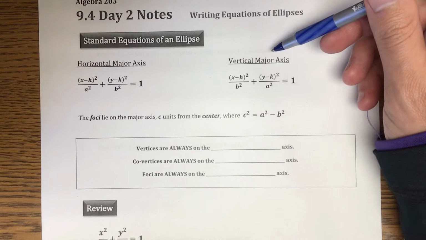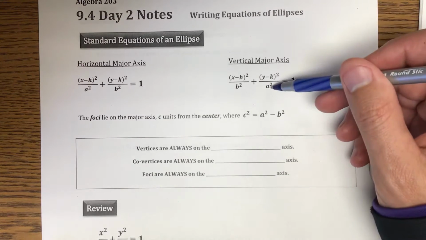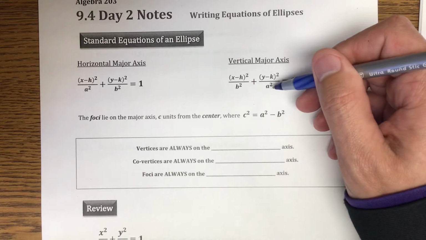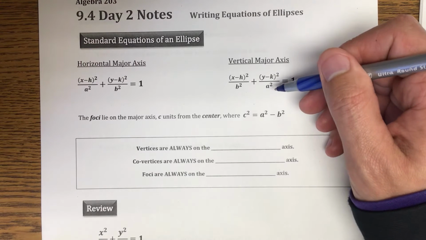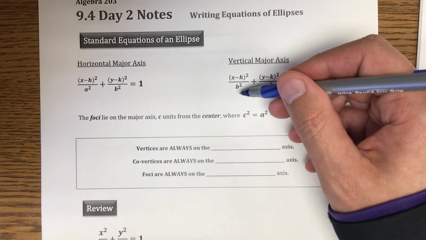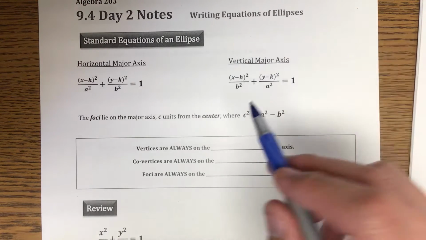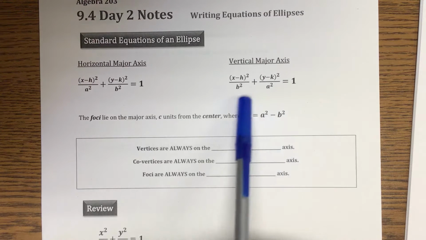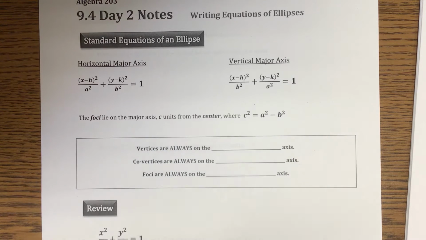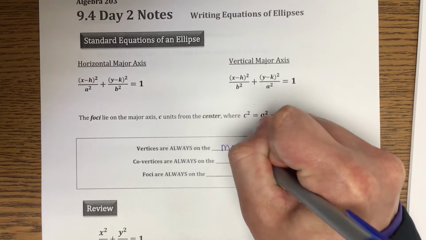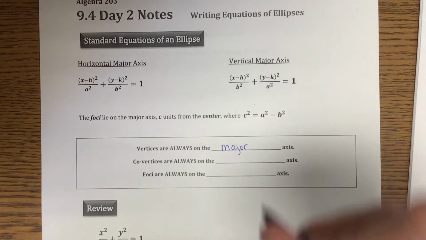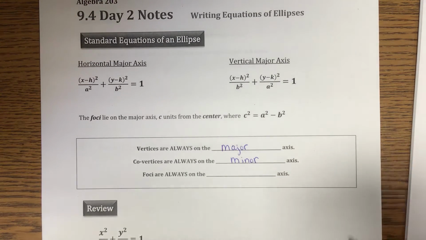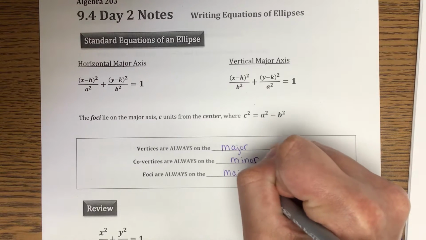If you have an ellipse whose major axis is vertical, then the a value has been moved to be associated with the y value. And as always, a is the distance from the center to the vertex, b is the distance from the center to the co-vertex, and c is the distance from the center to the focus. And they're related using this equation right here. Vertices are always on the major axis. Co-vertices are always on the minor one. And the focus, or foci, are always on the major axis.